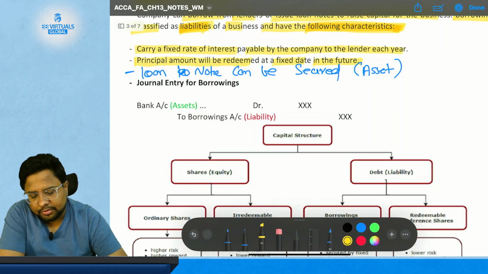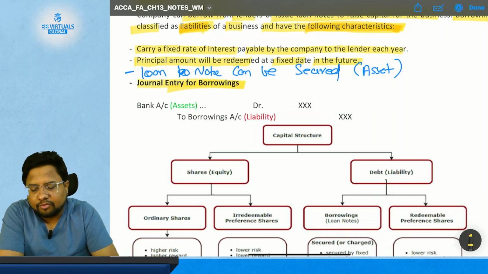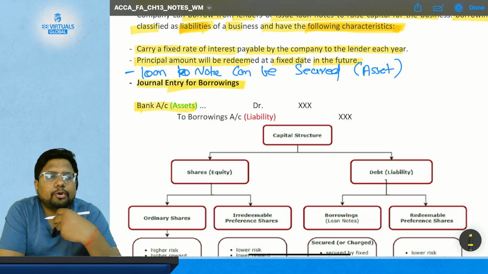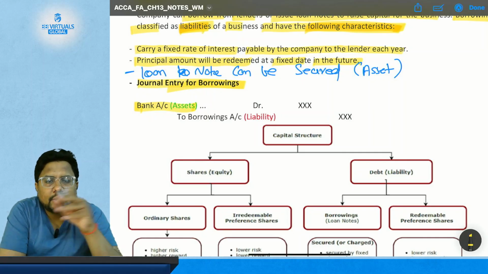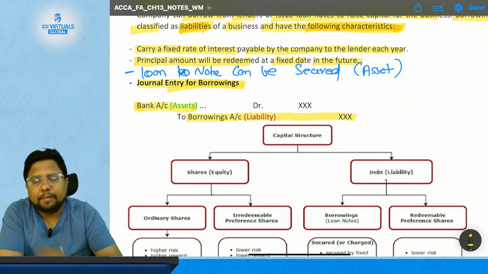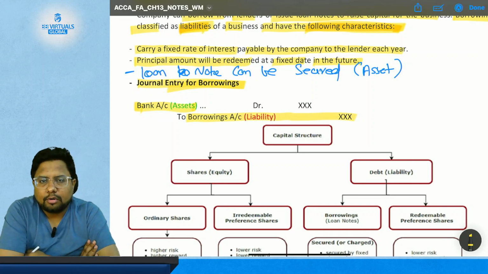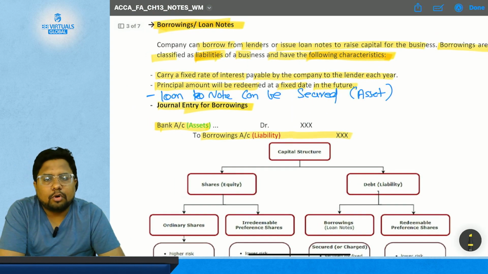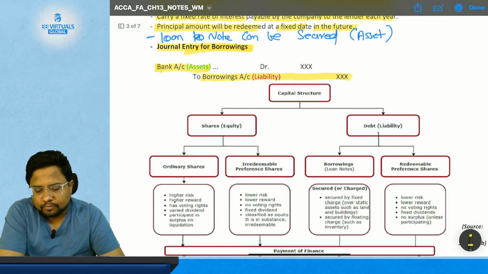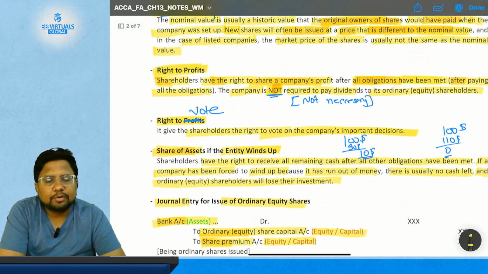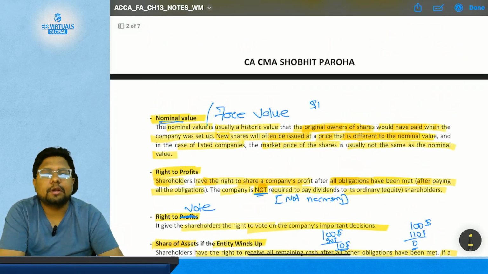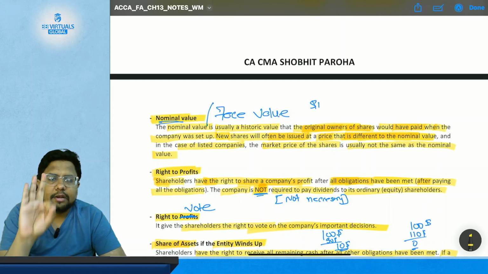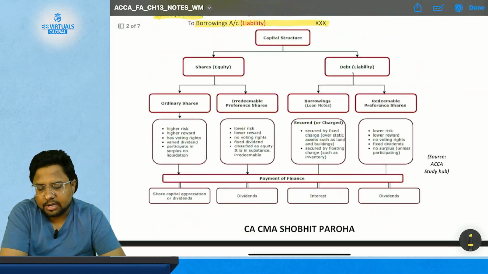Now coming to the accounting treatment, which is the journal entry for borrowing or loan notes: bank account debit, because you are taking the loan and receiving money, so the bank account gets debited, to borrowing or liability account credit. So this is the journal entry for the loan or borrowing. We have now studied all three types of capital structure for a limited liability company, which are ordinary equity shares, preference shares, and borrowing and loan notes, and their journal entries.